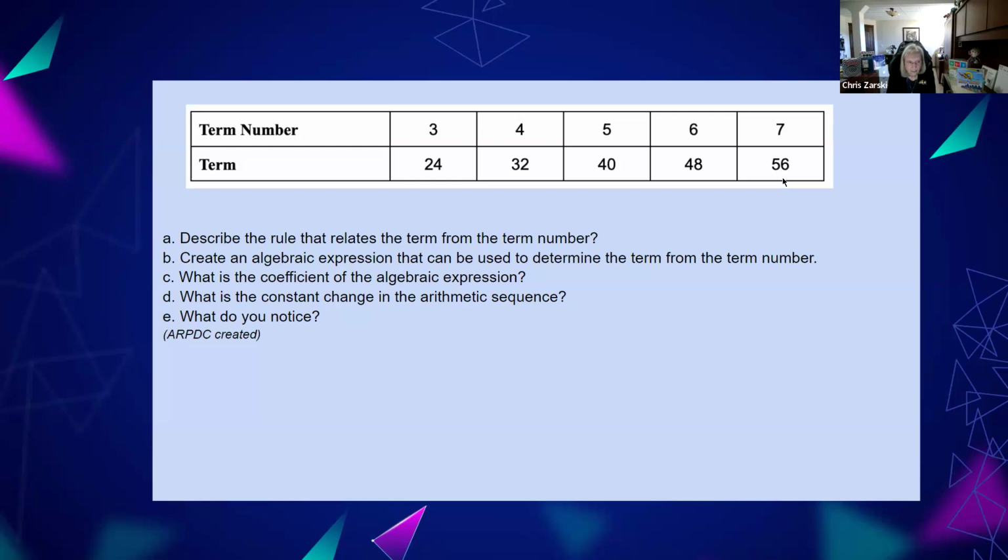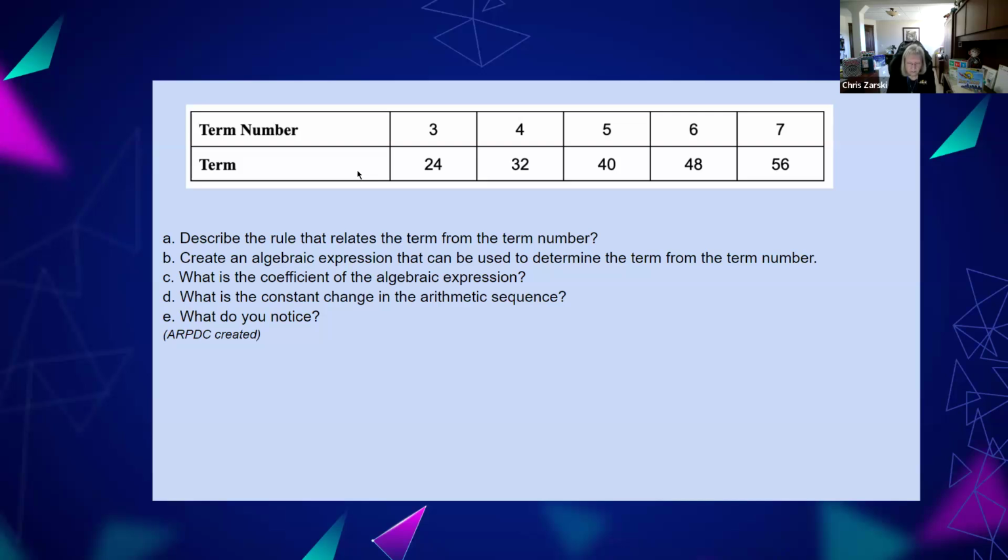And I can see that. I can check it. 56 divided by 7, is it the same as 48 divided by 6? Is it the same as 40 divided by 5? And so on. So if I can keep that in the back of my mind, well, then if it's the term number times 8, I could fill in 2 here, and 2 times 8 would make it 16. Each one of these is going up by 8. Would 24 minus 8 give me 16?